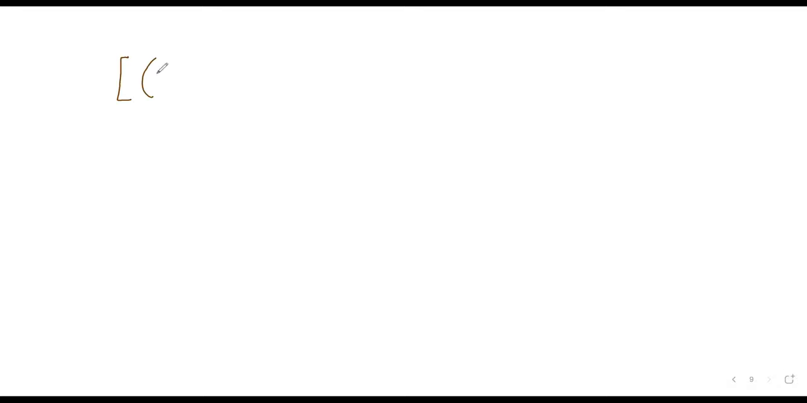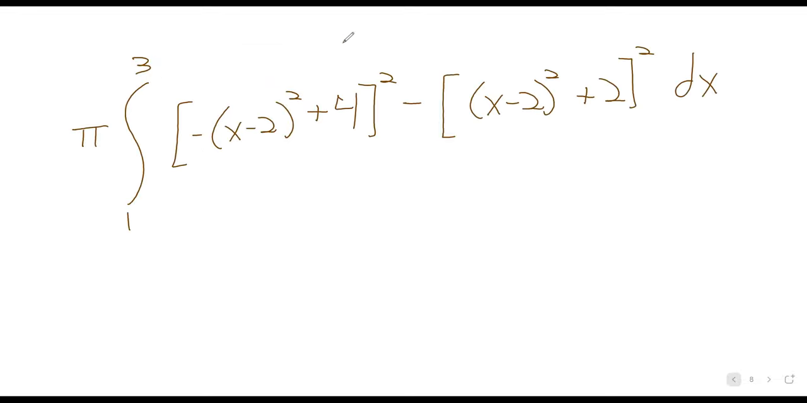Let's find each of these in turn. This is the lower radius squared.